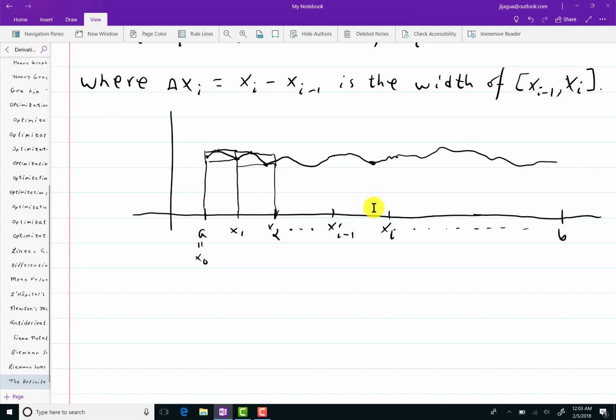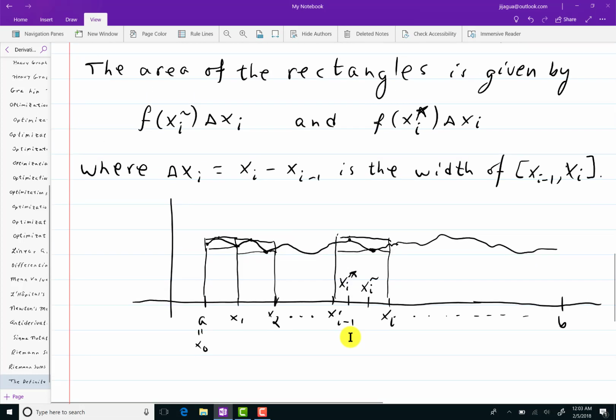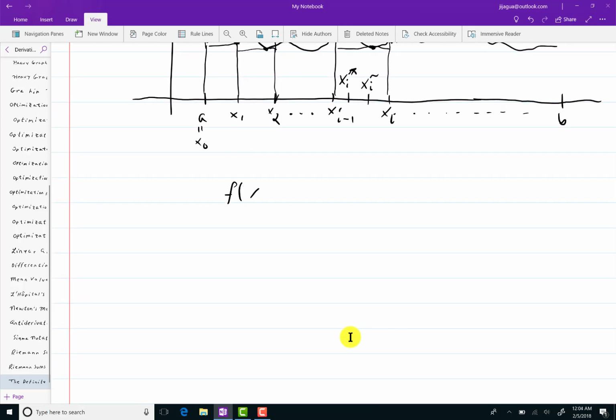Remember, underneath the lowest point was my x sub i squiggle, and above my highest point is my x sub i star. And hopefully you can see the area under the big rectangles is definitely bigger than the area of the little rectangles. What I'm saying is it's always the case that f of x sub i squiggle is less than, or at least less than or equal to, f of x sub i star, no matter what.